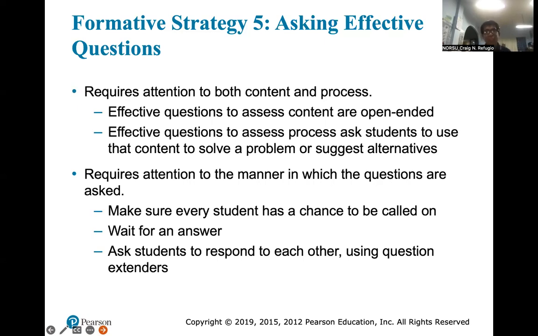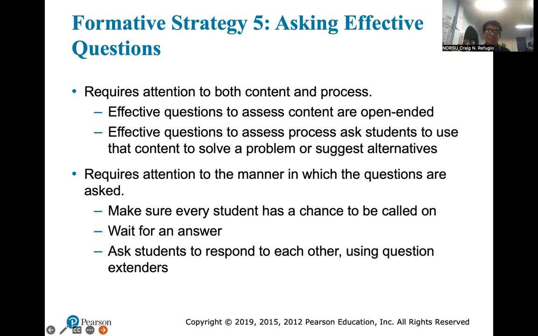Require attention to the manner in which the questions are asked. Make sure every student has a chance to be called. Wait for an answer. So that's very common. Wait for an answer. Ask students to respond to each other using question extenders. So what are question extenders? There might be some follow-up questions. You've got the first one, you've got the second one, and you're going to have a follow-up based on the answers. And then other members of the group would raise clarifications also, would raise some questions that could be part of question extenders.